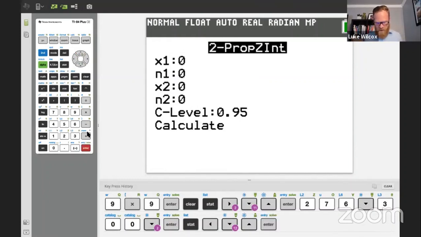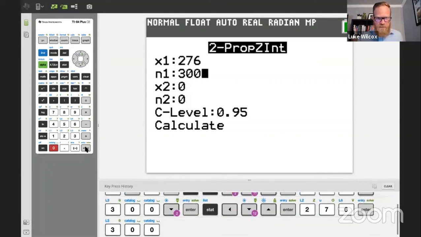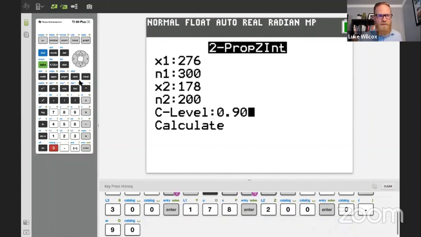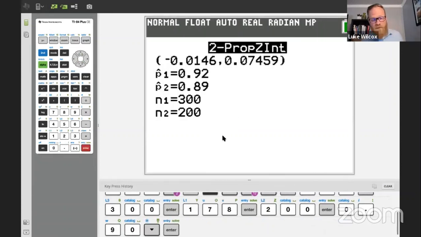And once again, we need the number of successes and the number of trials. So we know for AP Stats, it was 276 out of 300. And for AP Calc, it was 178 out of 200. And we are going to have to change our confidence level to 0.90 this time. We want a 90% confidence interval. And we hit calculate. And sure enough, with our rounding, we got by hand negative 0.015 and 0.075, which matches exactly with what we see on the calculator here.